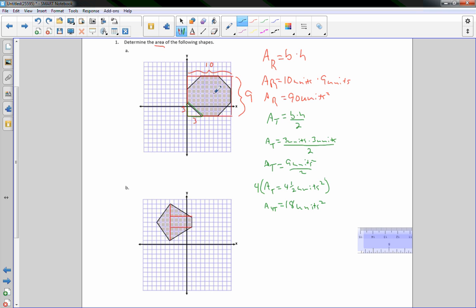So now I need to find the area of the shaded region. Actually, let me call it area shaded, which equals the area total minus the area of the 4 triangles. So the area of the shaded region equals the total area of 90, and we're going to subtract the 18 from the 4 triangles, and that is units squared. So the area of the shaded region is 90 minus 18, which is 72 units squared.